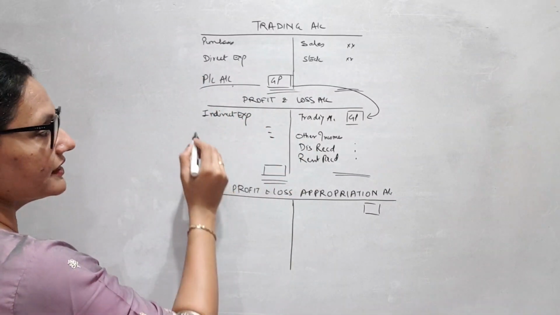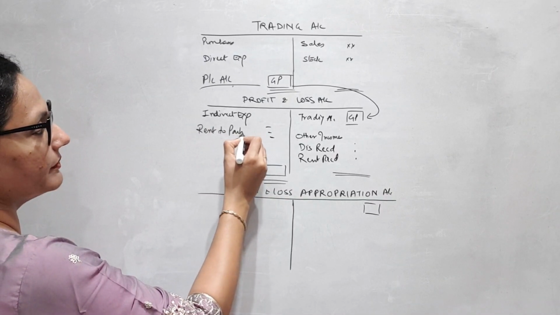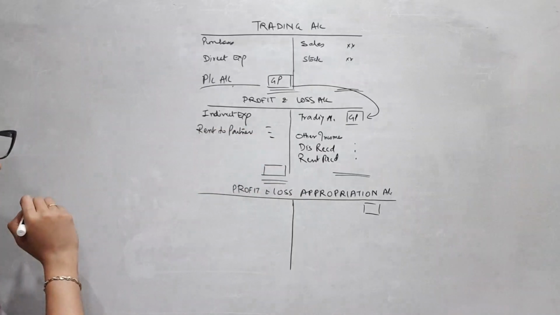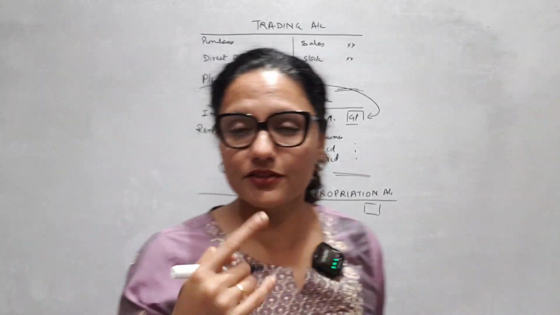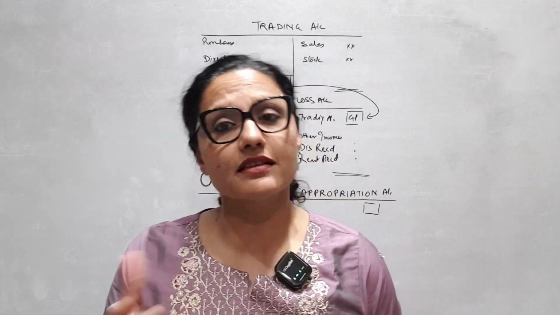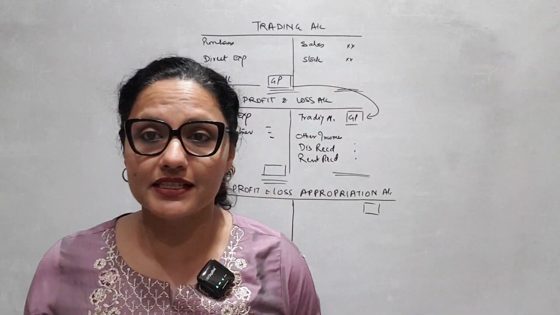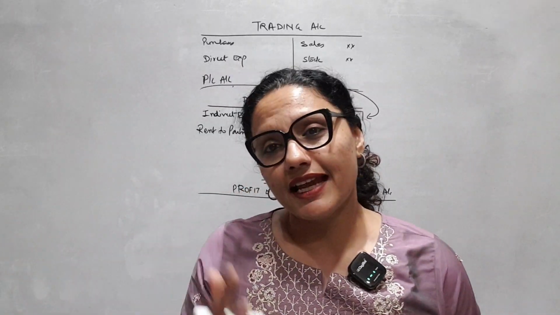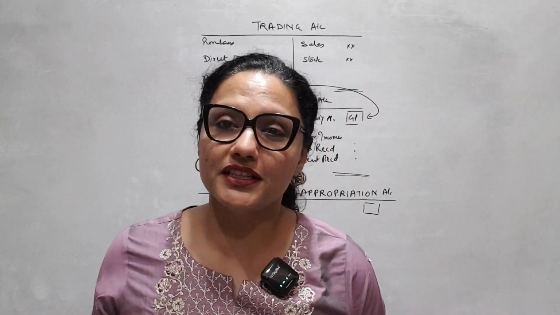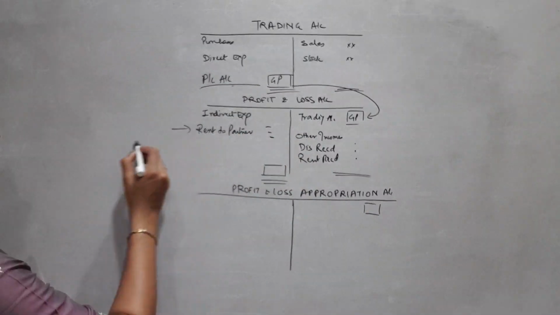side, right? So here rent to partner also a special mention here, because this is partnership, and anything paid to the partner usually is an appropriation like interest on capital, salary, commission, etc., unless otherwise specified. But rent to a partner is not treated as an appropriation. It is treated as a charge against profit.